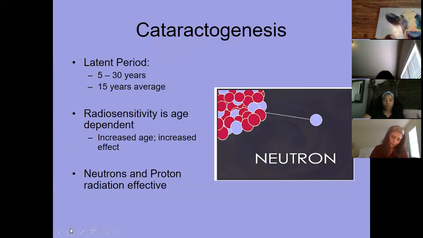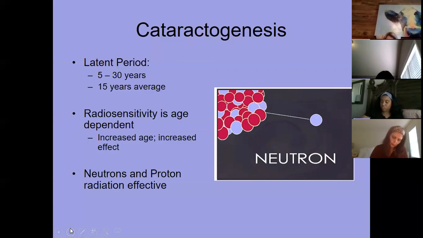So average 15 years. One other thing to note is that for cataract induction, the radiosensitivity is age dependent. So the older you are, the greater the likelihood of having this effect. And for some reason, neutrons and protons or particulate radiations are more effective at producing cataracts than the other types of radiation.